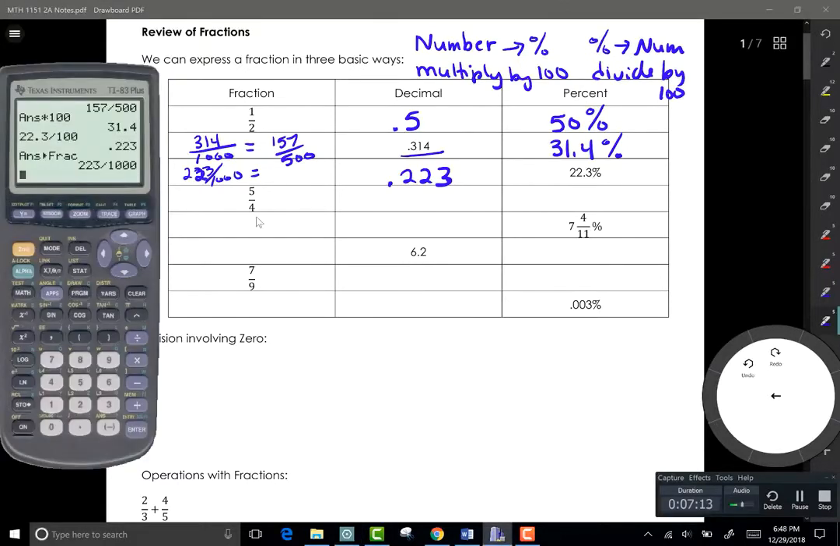Okay, so the next example, we have 5/4, and I want to change that to a decimal and a percent. So to change 5/4 into a decimal, remember the fraction bar means divide. So I'm going to take 5 divided by 4. That's my decimal value, 1.25.